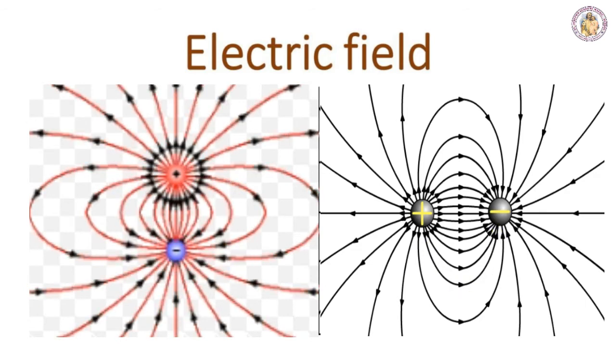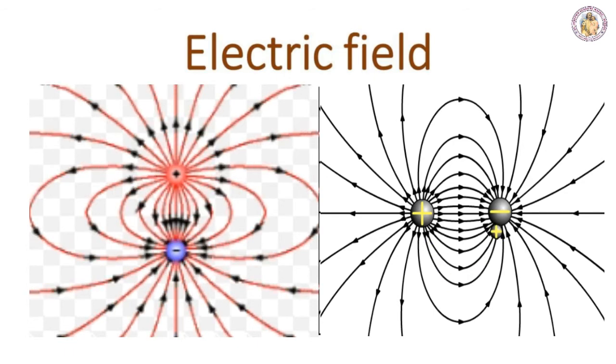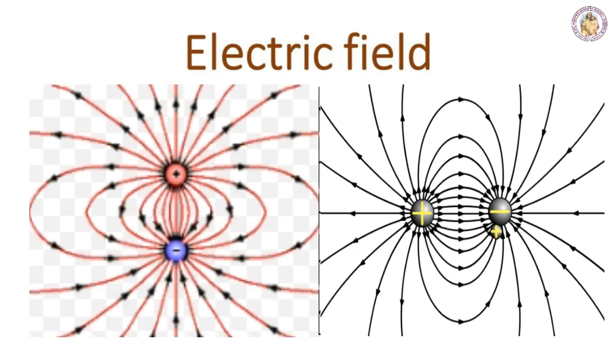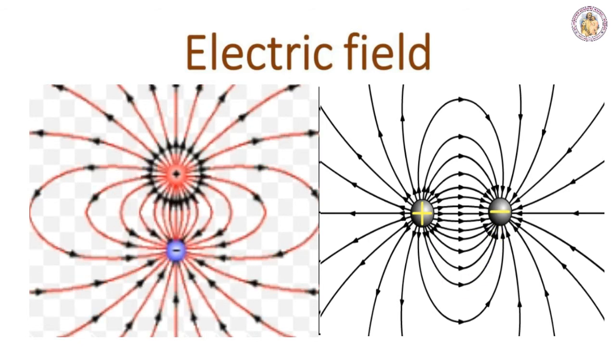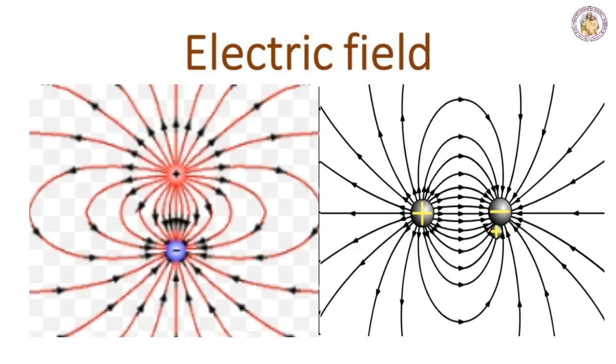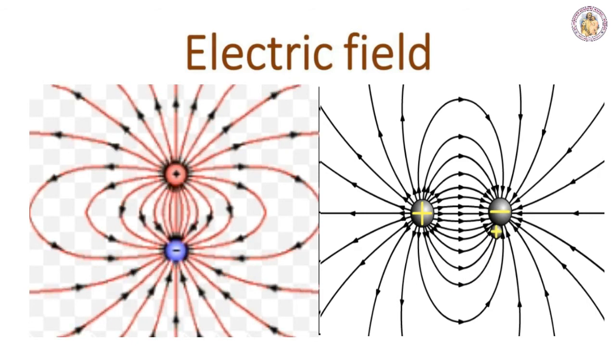The region in which a charge experiences electric force forms the electric field around the charge. Where does this electric field form? Around the charge. Often the electric field E is represented by lines and arrowheads indicating the direction of the electric field.